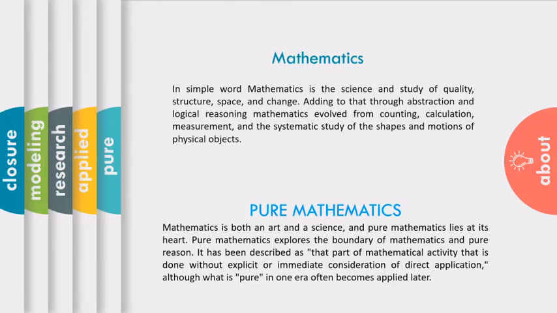As you know, mathematics is both an art and a science, and pure mathematics lies at its heart. Pure mathematics explores the boundary of mathematics and pure reason. It has been described as that part of mathematical activity that is done without explicit or immediate consideration of direct application. So you may think, if there is no direct application, then why are we studying pure mathematics? Why are we not focusing on directly applied mathematics?